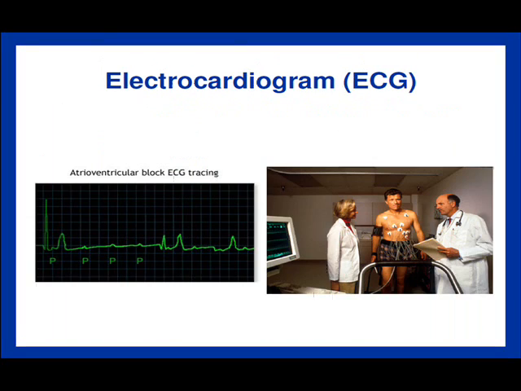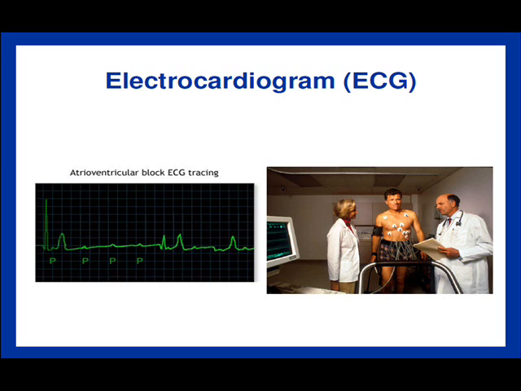So there's a guy here just about to finish the ECG test on the treadmill. He's set up with a 12-lead ECG. He'll do a 3-lead ECG. Okay? Here's an example of an atrioventricular block ECG tracing.